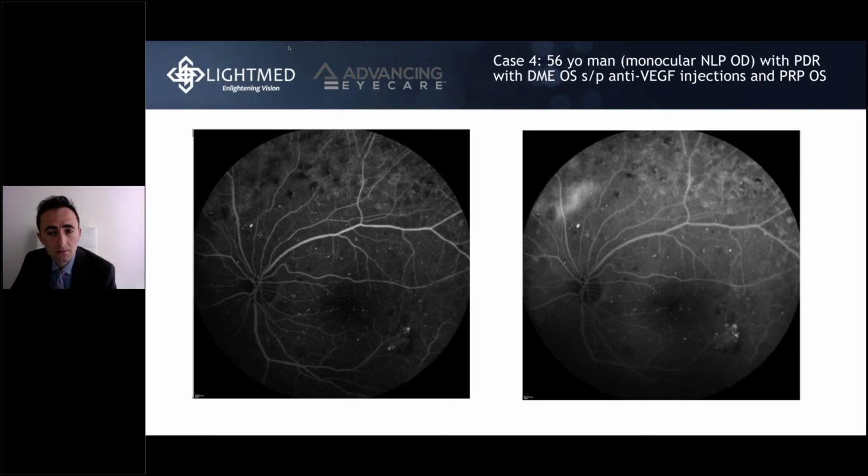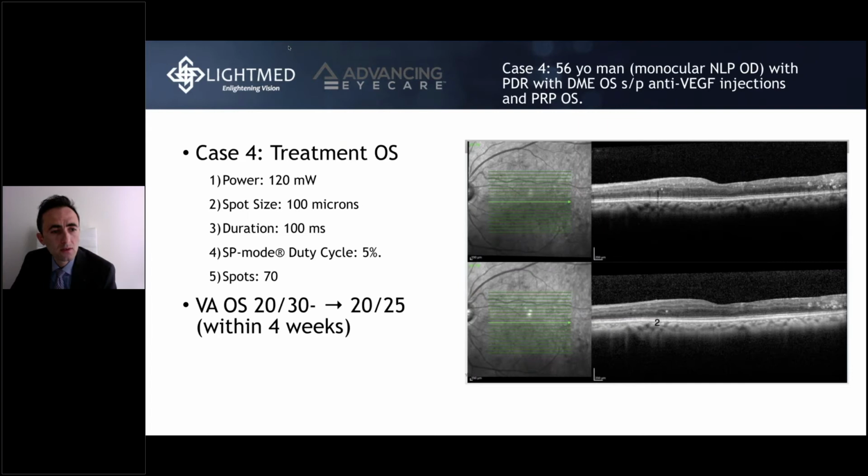laser treatment for him, and we did the 577 nanometer laser on him with a power of 120 milliwatts, spot size of 100 microns, duration of 100 milliseconds, and I also utilized the SP mode duty cycle of 5%, and we applied 70 spots on him. And actually, to have the SP mode and the 5% mode gave me an extra layer of comfort, especially treating this patient who was monocular.